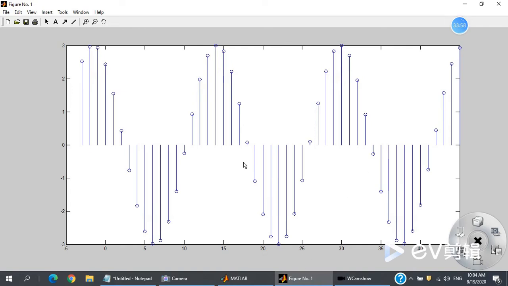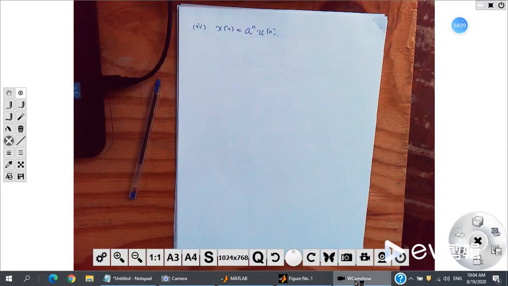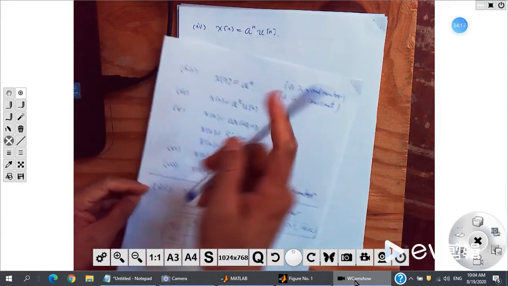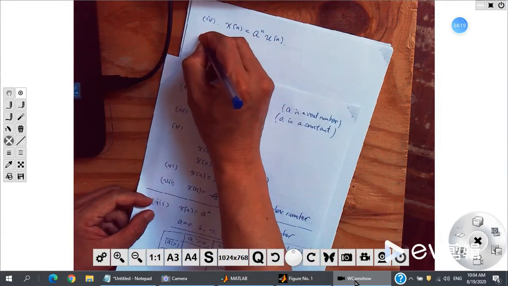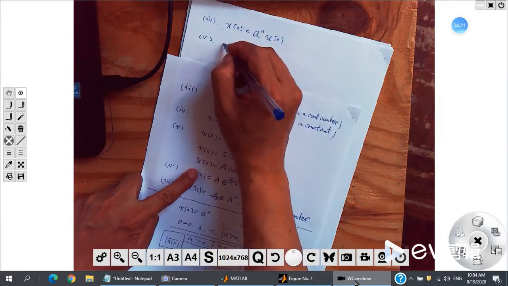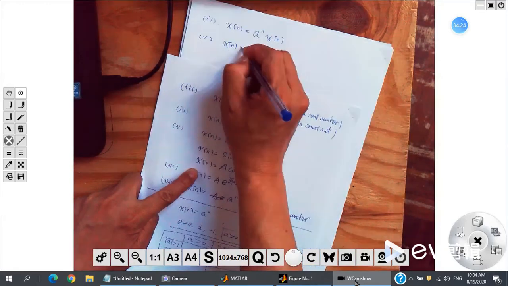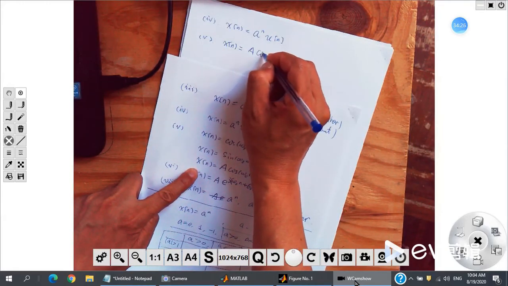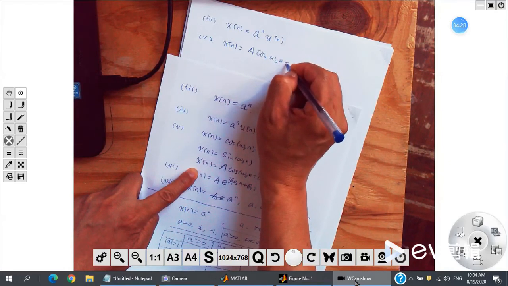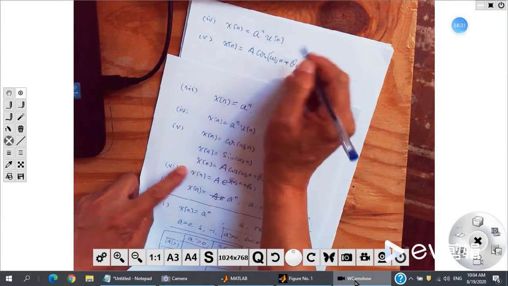It is only periodic if in every period you take the same value. So what is the case? Let me write it down here. This is for the sine and cosine signals. I just write down the most general form. This is A times cosine of omega 0 n plus theta 0.